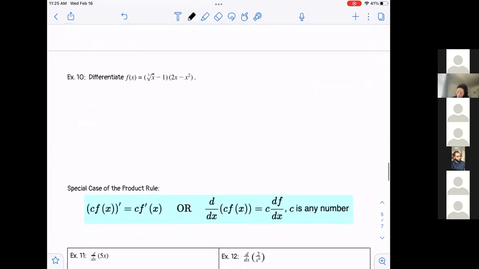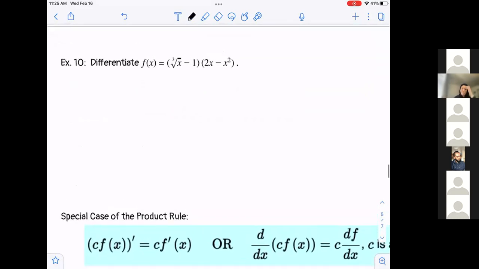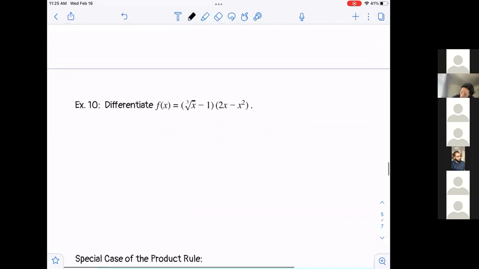But let's take a look at this example. All right, so let's take a look at example 10. I'm trying to throw a lot of different words at you here on purpose, all right? But this word differentiate is another way of saying find the derivative. When you see that word differentiate, it's different than the way we use it in English, but rather it means to find the derivative.